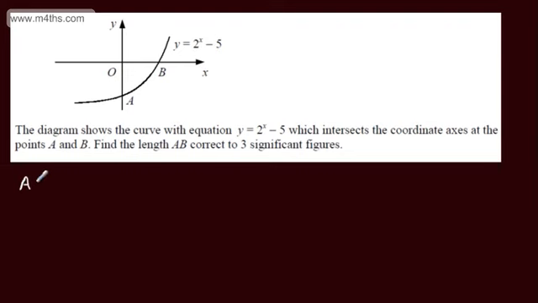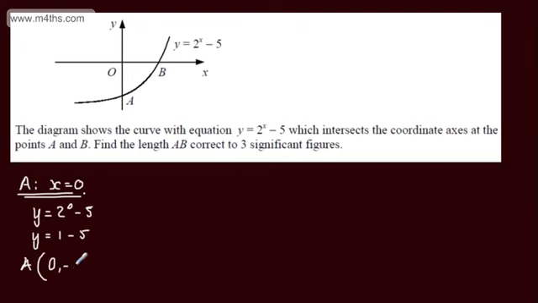So let's consider A. With A we can say that x will be equal to 0. So at A we've got x is equal to 0, so y will be equal to 2 to the power of 0 minus 5. So y will be equal to 1 minus 5, and we can say that A will have the coordinates 0, minus 4. So that's the point just here. So all we're going to do is go ahead and write that on. So what we have then is 0, minus 4.